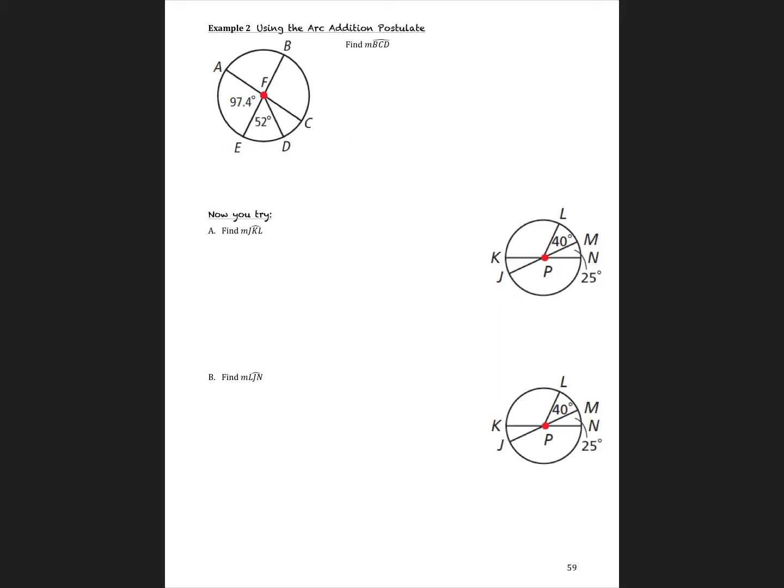I'm on page 59. Example 2. Find the measure of arc BCD. B to C to D. So it really helps to look for, one thing you have to know, central angles equal the arc measure. So like arc ED is 52 degrees, for instance. And if you notice, this is a semicircle. From B to C to E, basically, is a semicircle. So if that's 180, then we could subtract out the 52, and that gets us our arc measure. 128 degrees.